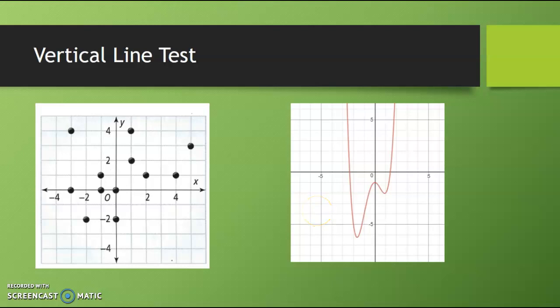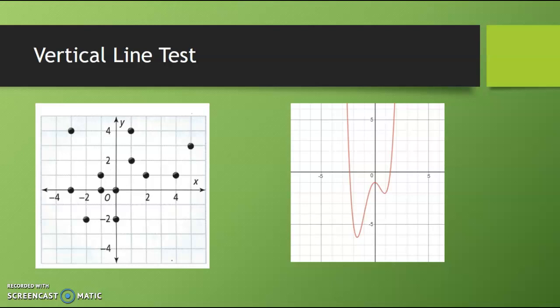Alright, welcome back. So in our last couple videos we talked about how to recognize a function: for every x value there is exactly one y value. For each input there is only one output.